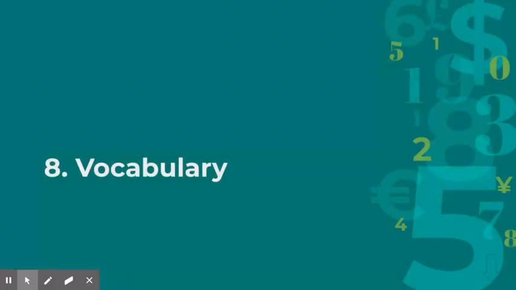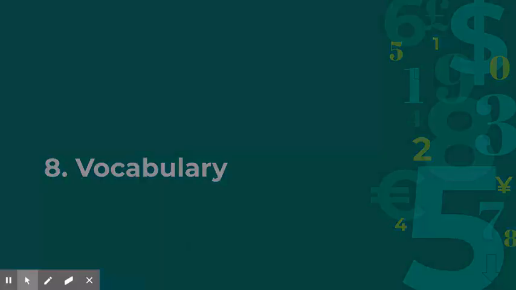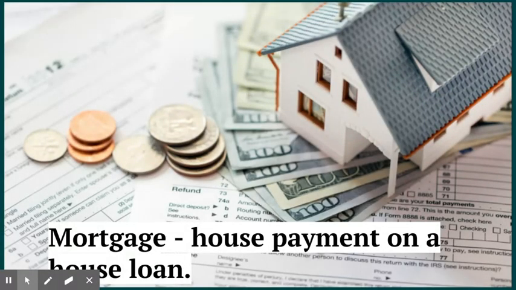The last thing I want to talk to you about is some vocabulary that you'll need to know. Vocabulary that'll help you to understand. So, mortgages. A lot of people could not pay their mortgage during the Great Depression. What that is, a mortgage is a loan for your house.